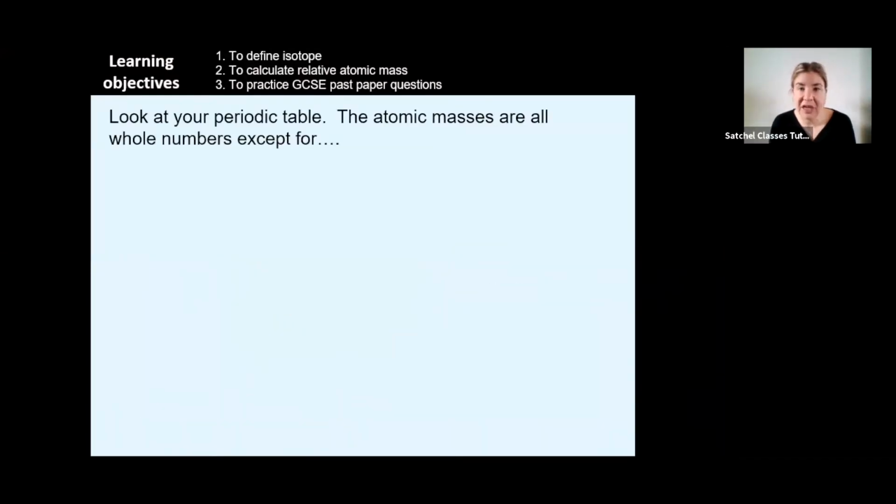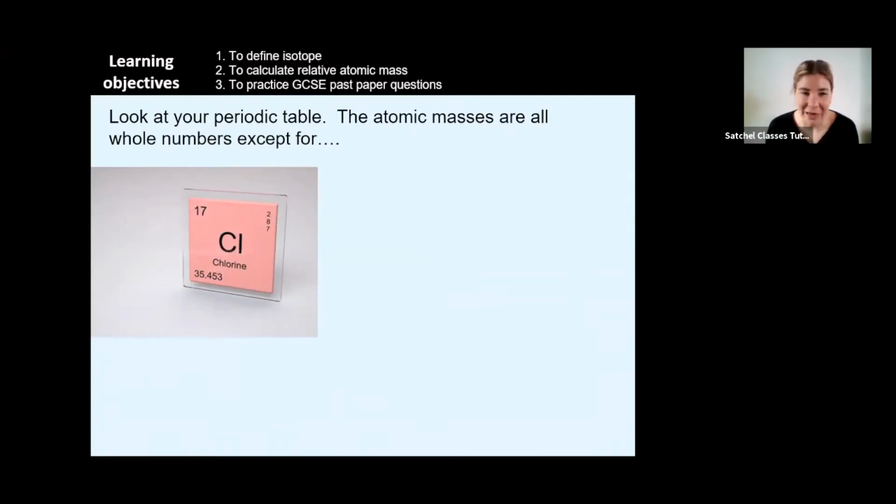So look at your periodic table. The atomic masses are all whole numbers, which makes sense, because the atomic mass is the number of protons and neutrons together. If you look at your periodic table, they're all whole numbers, except for one element. If you got there before I did, well done, it is chlorine. The mass number for chlorine is 35.453, or your periodic table will probably say 35.5. So the mass of chlorine is 35.5, so it has 35.5 protons and neutrons.